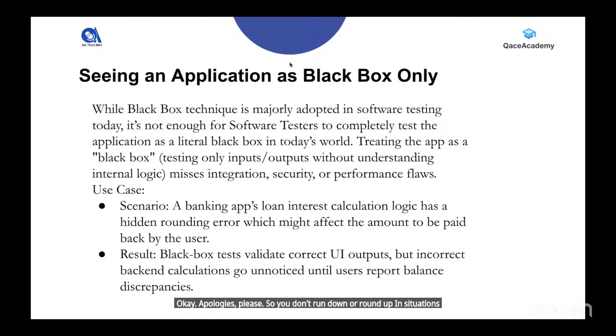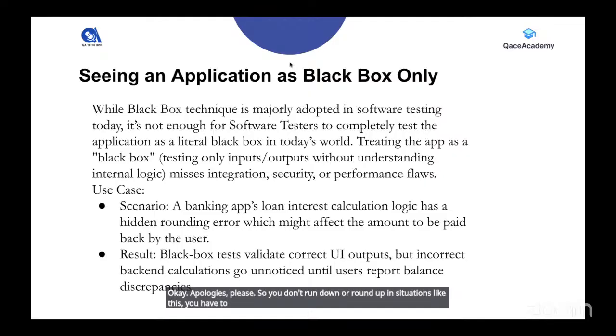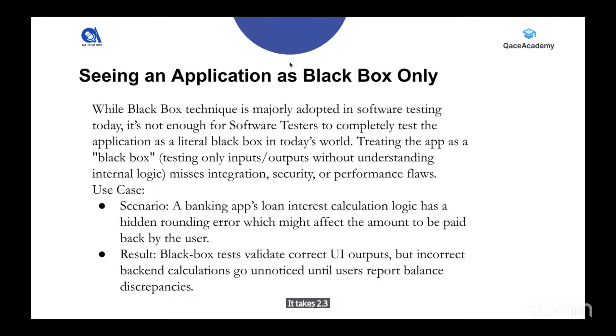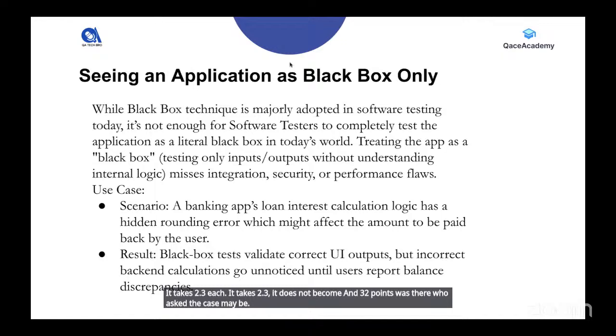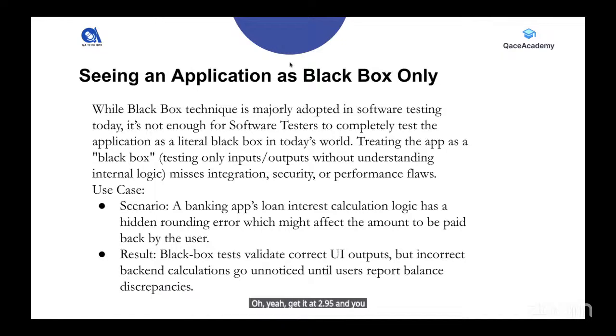So you don't round down or round up in situations like this. You have to understand that in most cases, finance people want you to leave it the way it is. So if you are getting a 32.38, it does not become 32.40 as the case may be. Or if you are getting 32.95, you don't turn it into something else. This is how you keep the value as it is.